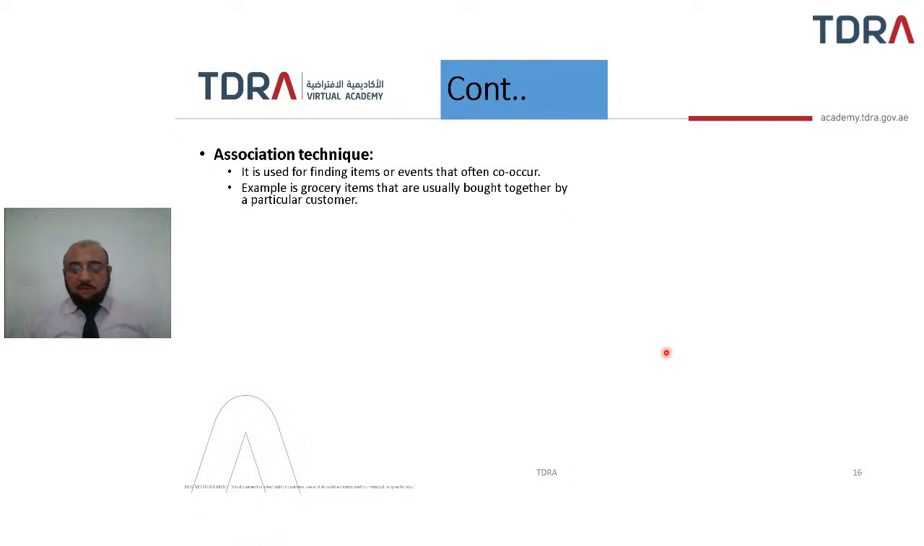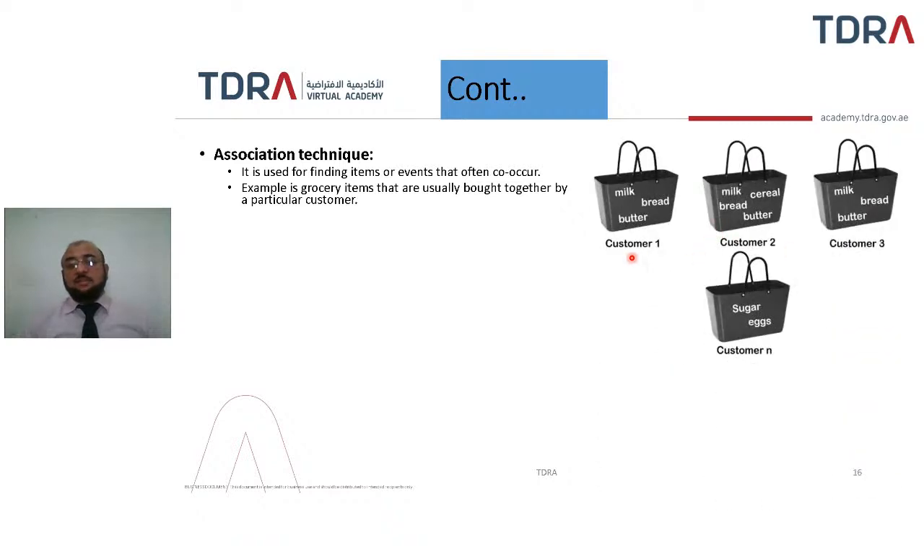Now we are discussing the association technique. It is used for finding items or events that often co-occur. An example is grocery items that are usually bought together by a particular customer. For example, customer one bought milk, bread, butter. Customer two bought milk, cereal, bread, butter, and customer three bought milk, bread, and butter. All three customers purchased similar things, so here we will associate these three customers having similar purchases.